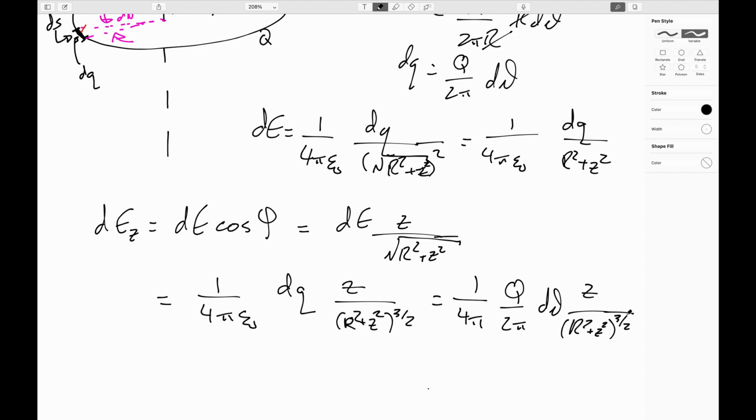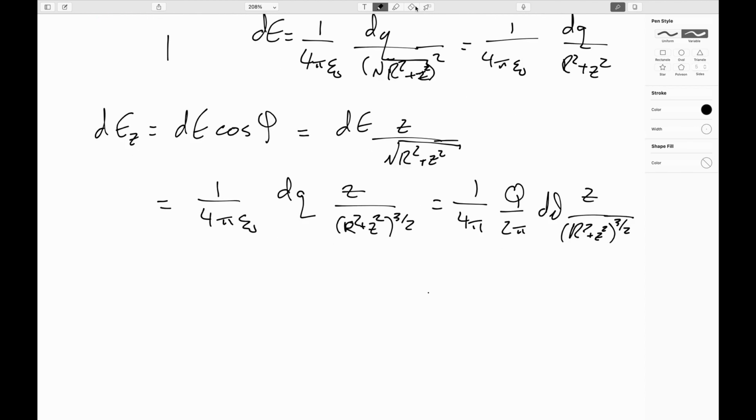There we go. And now the whole game is going to be to realize that E is equal to EZ. So now we can just integrate dEz. So okay, when we put in dEz, let's go ahead and pull out everything that does not depend on theta. Oh wait, that's everything. So, sorry, I dropped an epsilon naught there.